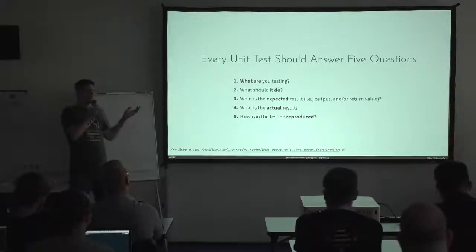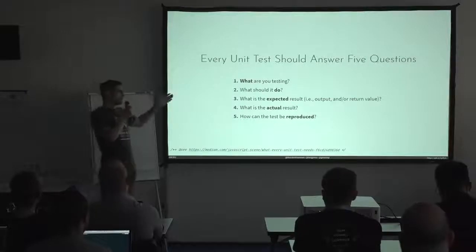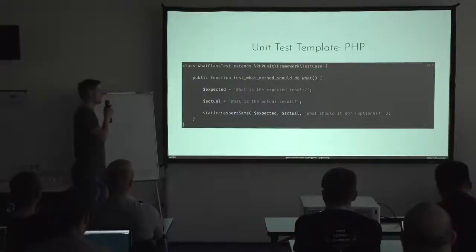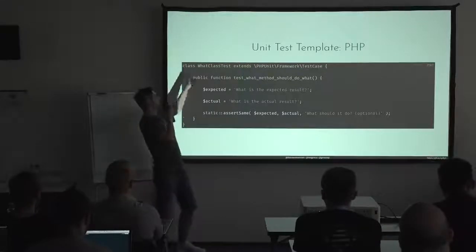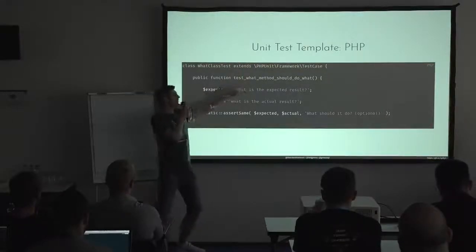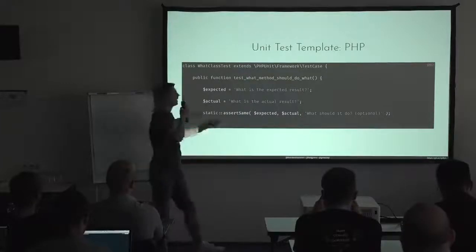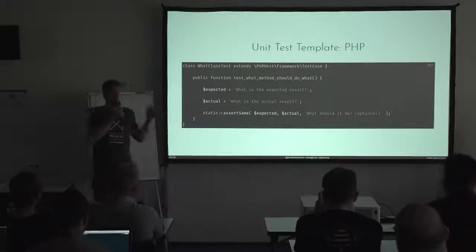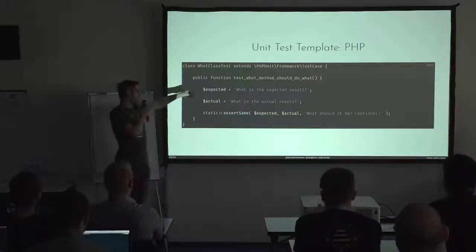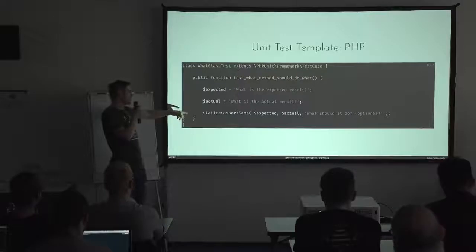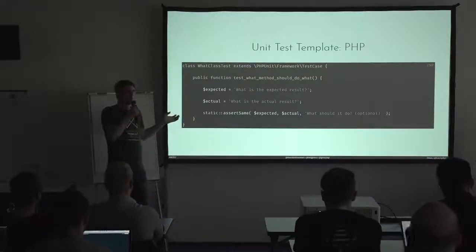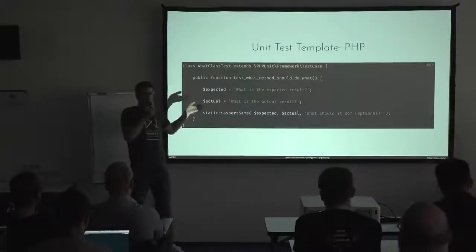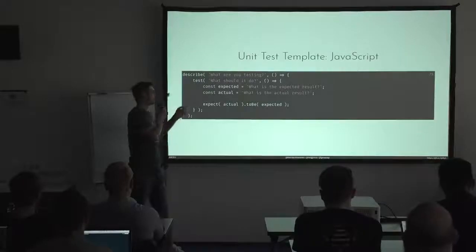And for unit tests, this is simple because we have two templates. This is a PHP template. We have the what, spread over the class and then the method. Then we have what should it do, which is here in the name: my whatever object, when I call this function, should do this and that. Here we have the expected value, if we get some value. We have the actual value, and then we have some assertion, because they should have some relationship. They should be the same, they should be equal, one thing should be contained in the other, or whatever.